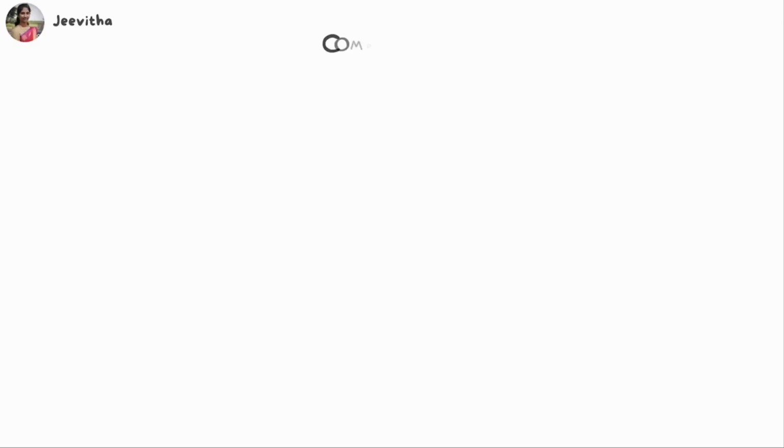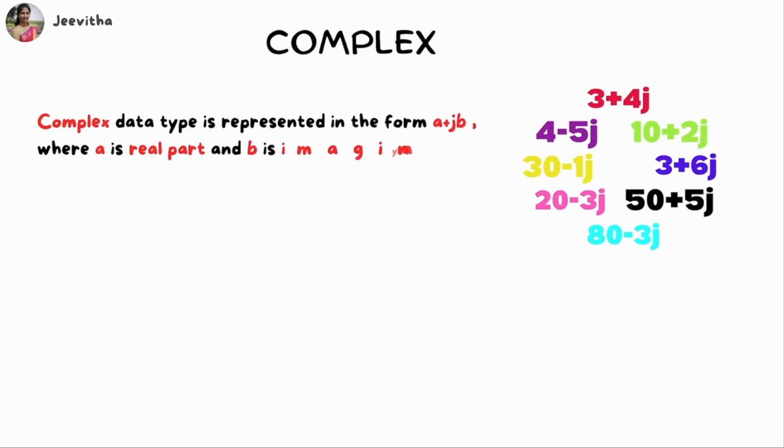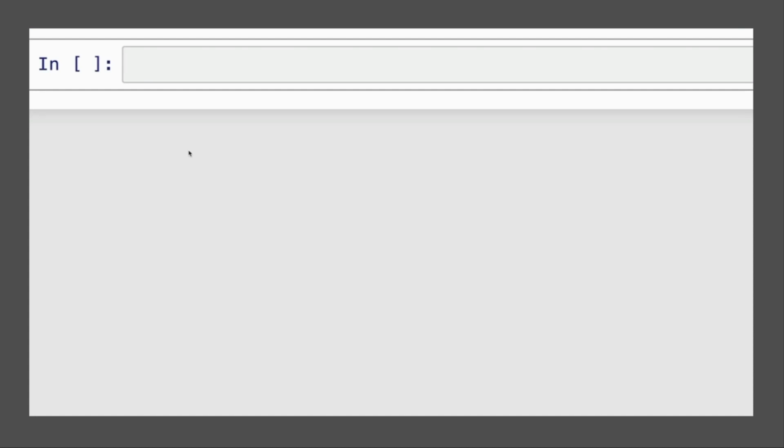Alright, next one is a complex. This is a special type of number in a number system which is basically represented in the form of a plus jb, where a is a real part and b is an imaginary part, where j is the imaginary number, that means it is square root of -1. Any negative number within a square root basically represents an imaginary number. Let's see how to define these complex numbers using Python.